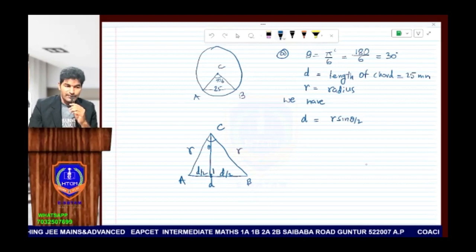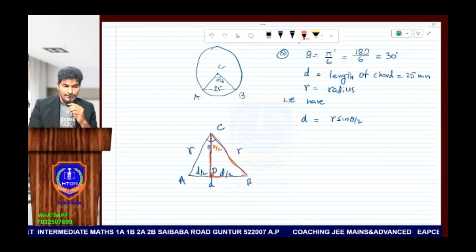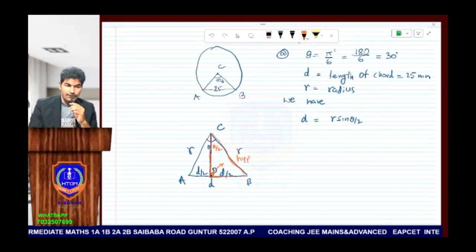Let us mention the point where the angular bisector meets. Angular bisector, I said, that means the angle will be how much? Theta by 2. And this triangle, I am making it in red color, is a right angle triangle. In the right angle triangle, angle D is 90 degrees, and you know the opposite side will be the hypotenuse. And let us define sine theta from this triangle.